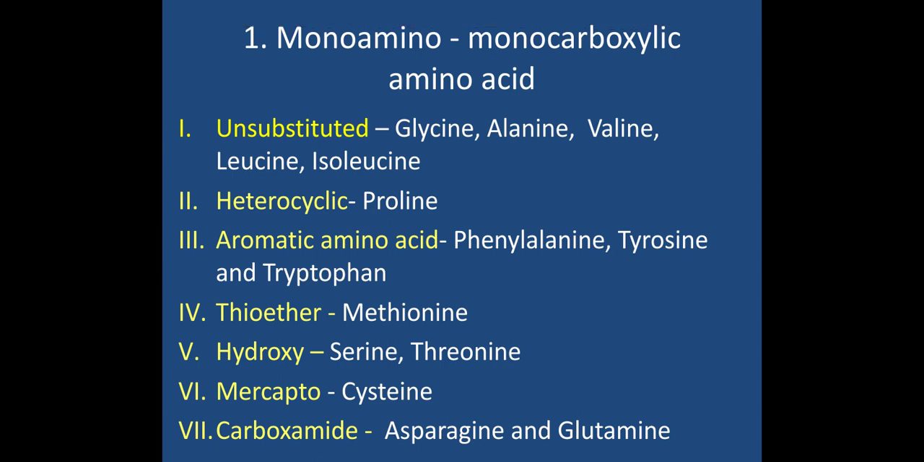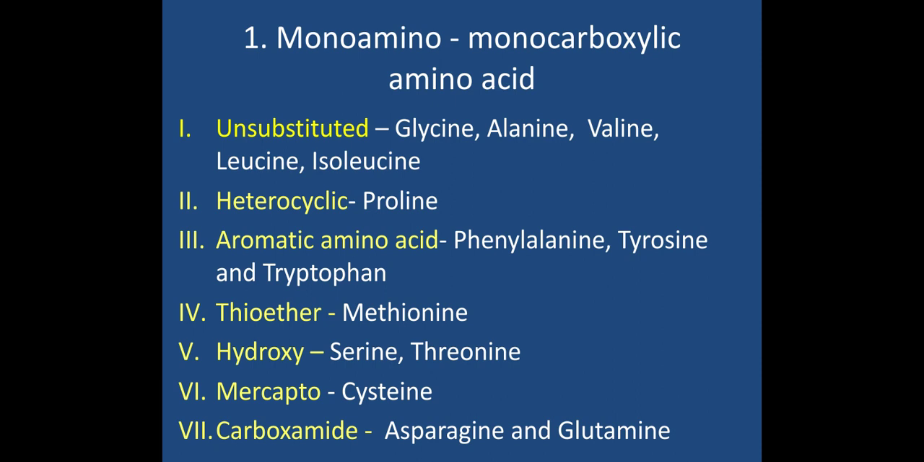Now the first category, monoamino monocarboxylic amino acid. In this type, the amino acids are classified into 7 categories. Unsubstituted means those amino acids which do not possess a functional group. Examples of these amino acids are glycine, alanine, valine, leucine, isoleucine. Heterocyclic amino acids possess a ring in the side chain and one atom other than carbon. Example is proline. Aromatic amino acids: examples are phenylalanine, tyrosine, tryptophan.